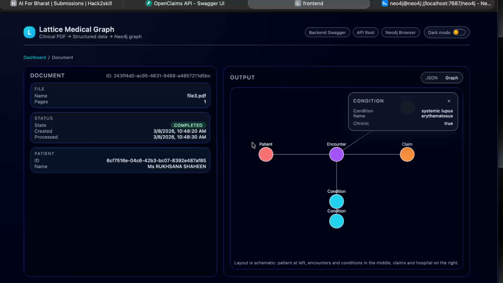We also plan to introduce risk intelligence. If a patient has a repeated medical history or emergency visits for chest pain, the system can proactively elevate cardiac risk and suggest preventive evaluation, moving healthcare from reactive to proactive. Lattice is not just a document processing application, it is a foundational health intelligence layer built for Bharat.